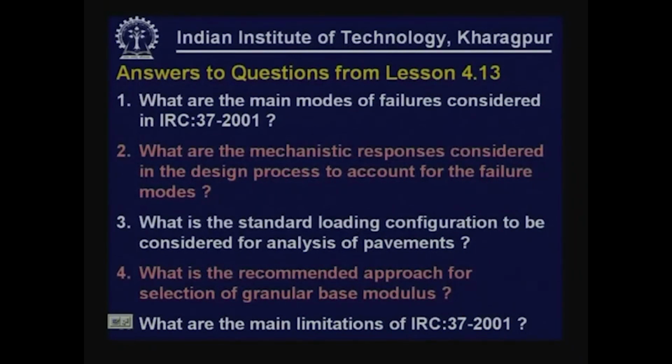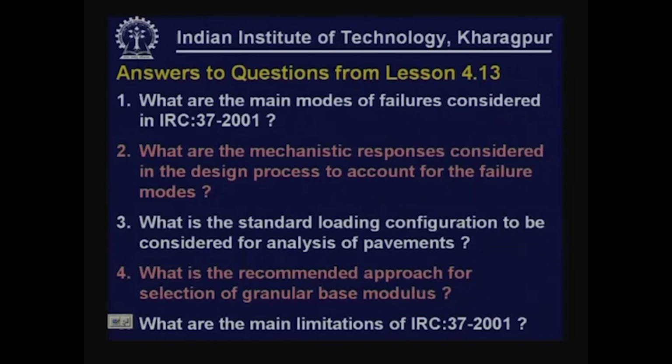What are the mechanistic responses considered in the design process to account for the failure modes? For the 2 important failure modes, fatigue cracking and rutting, for fatigue cracking, horizontal tensile strain in the bituminous layer is considered to be the important parameter to explain fatigue cracking. Vertical compressive strain on top of subgrade is considered to be important for explaining rutting behavior.